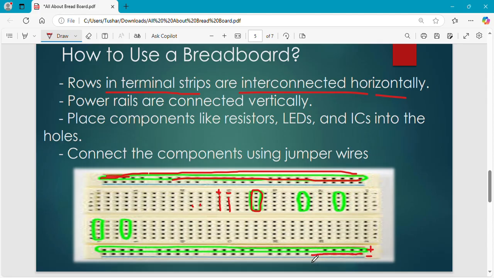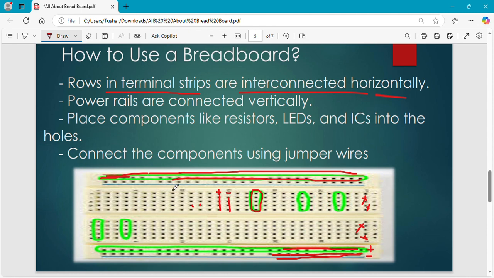Battery negative, you cannot connect here. You can only connect in this line. You need to connect in this line only, for the positive and negative side.